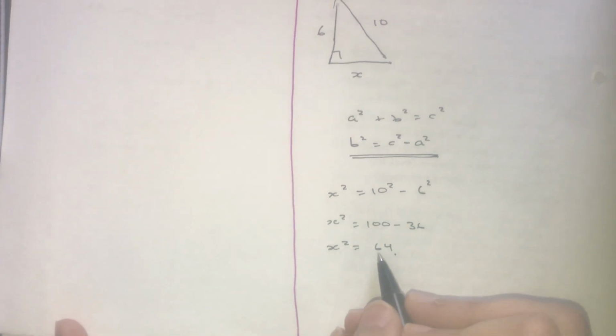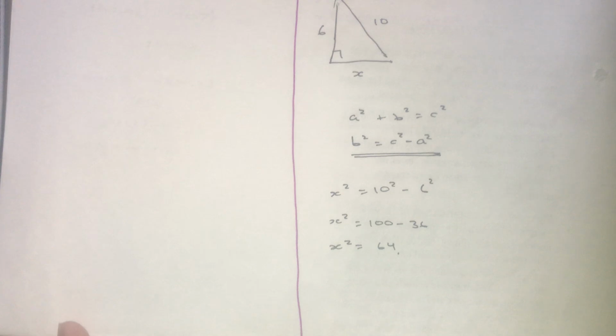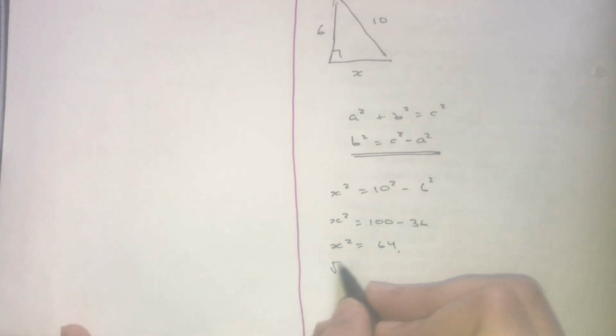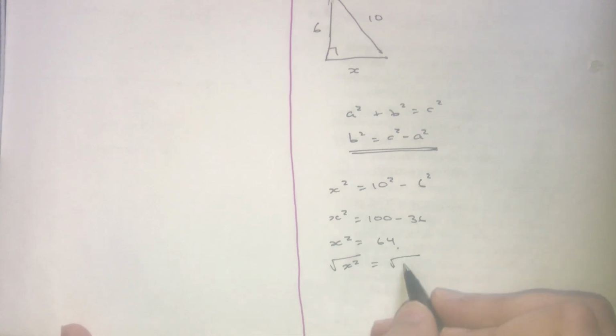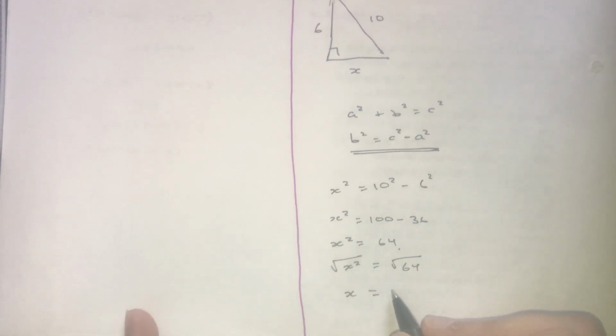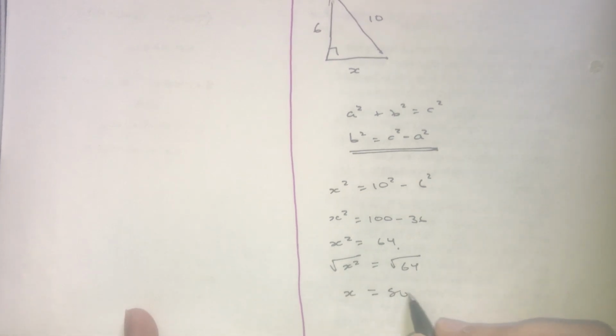So to get x alone, because we don't want x squared, we want x alone, you need to put both under root. Okay, so under root x squared and under root 64. So the square root of x squared is equal to x, and the square root of 64 is 8. So 8 units.